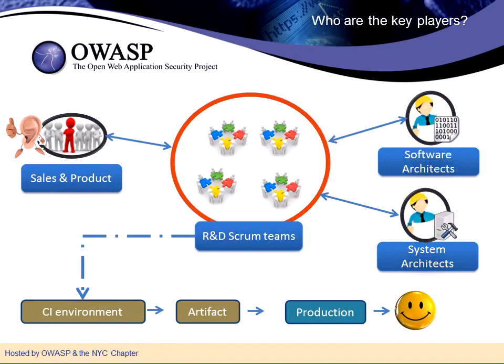LivePerson includes today 22 Scrum teams and about 200 developers in R&D. Each Scrum team, of course, includes members such as Scrum Master, product owner, QA, and developers.